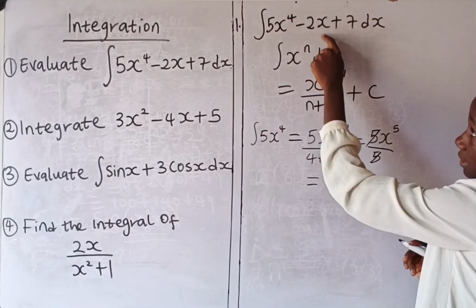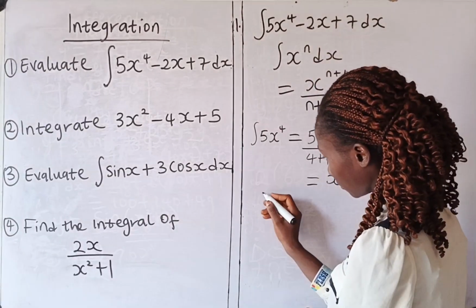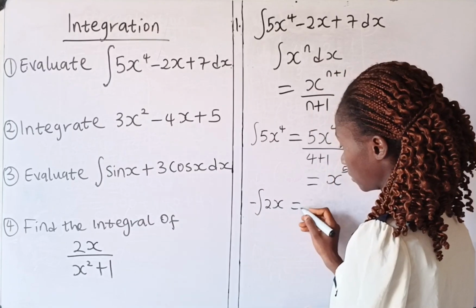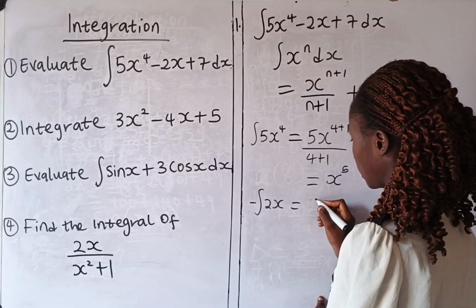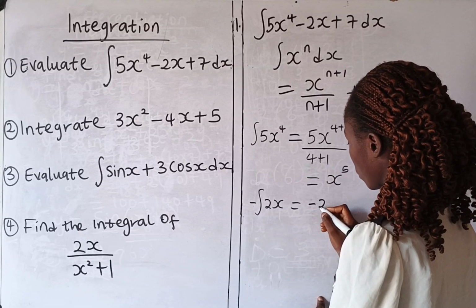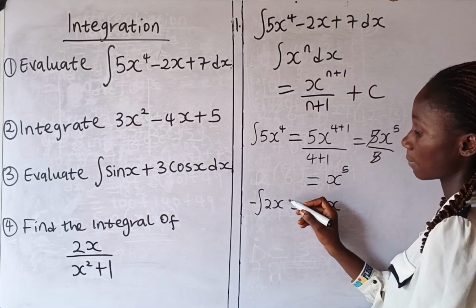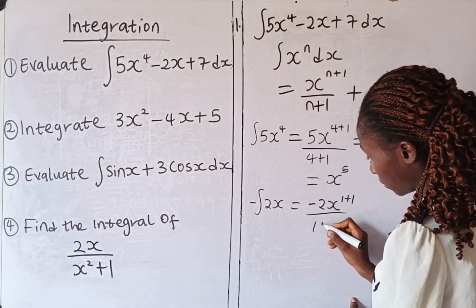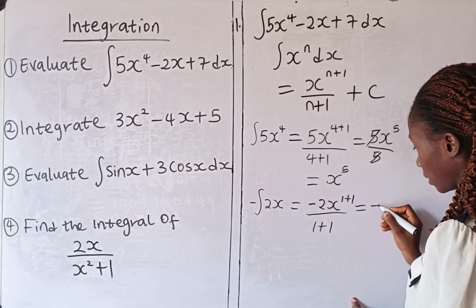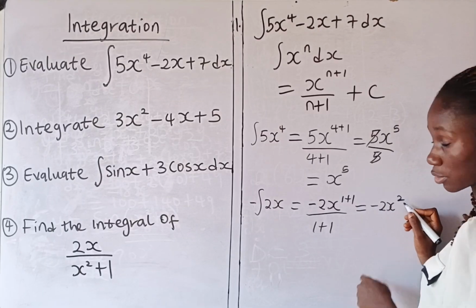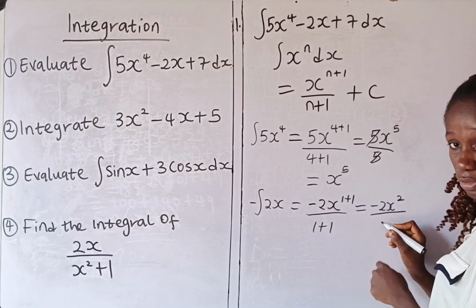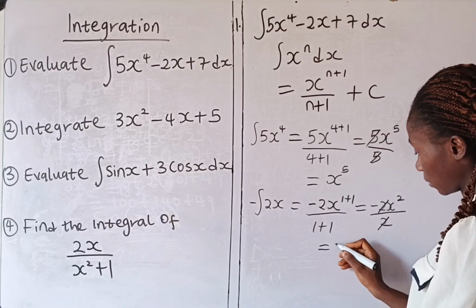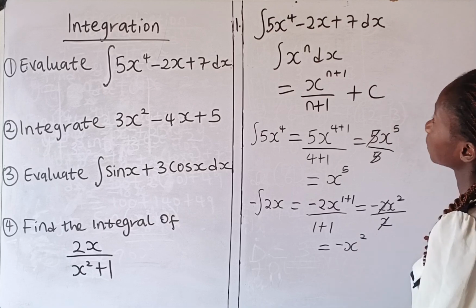We are not done. We integrate minus 2x. So the integral of this, let's fix the minus sign outside. So the integral of this is simply minus 2x. There's a power here which is 1. 1 plus 1 divided by 1 plus 1. This equals minus 2x raised to the power 2. 1 plus 1 is 2, divided by 1 plus 1 is 2. So this can cancel this. What do we have? Minus x raised to the power 2.